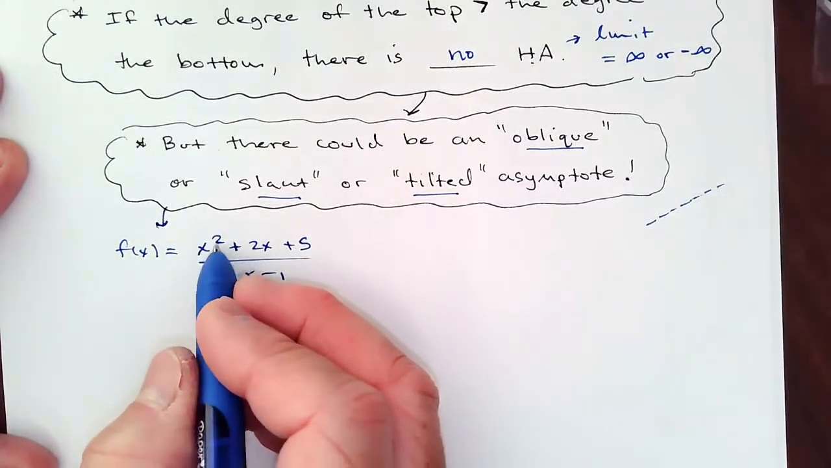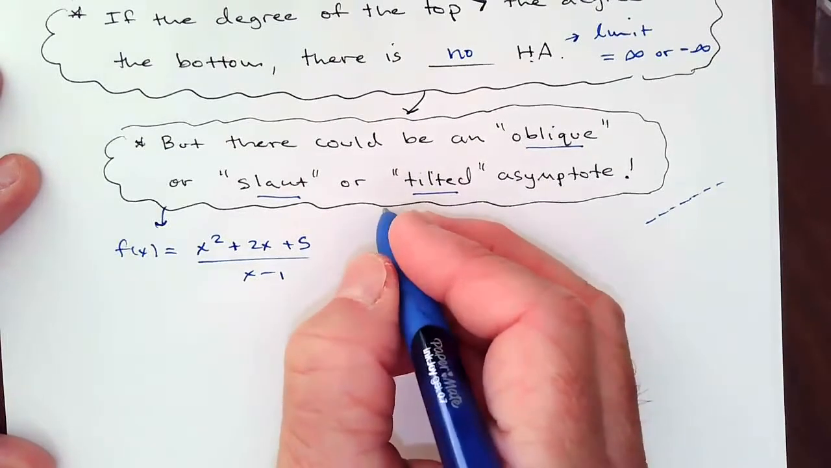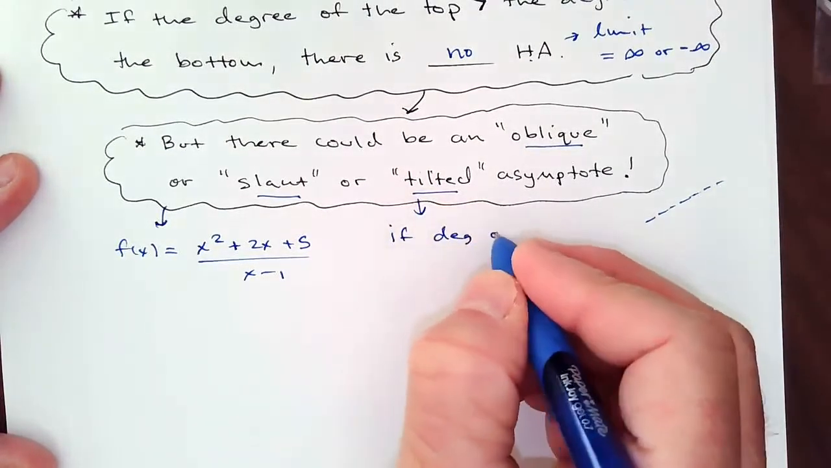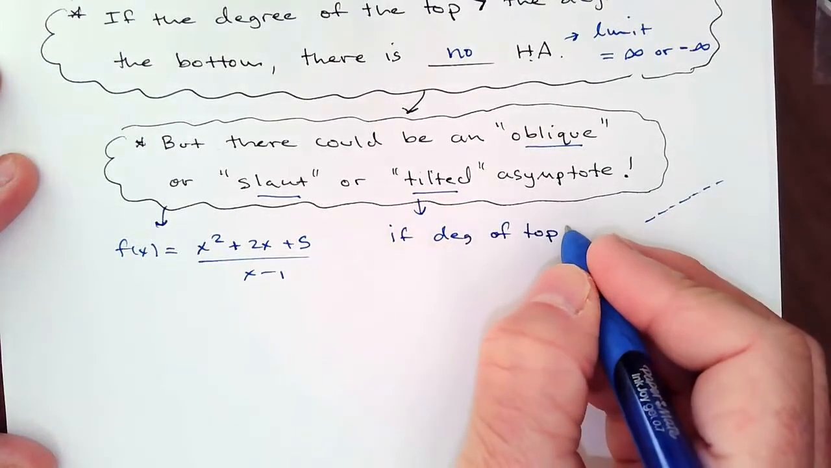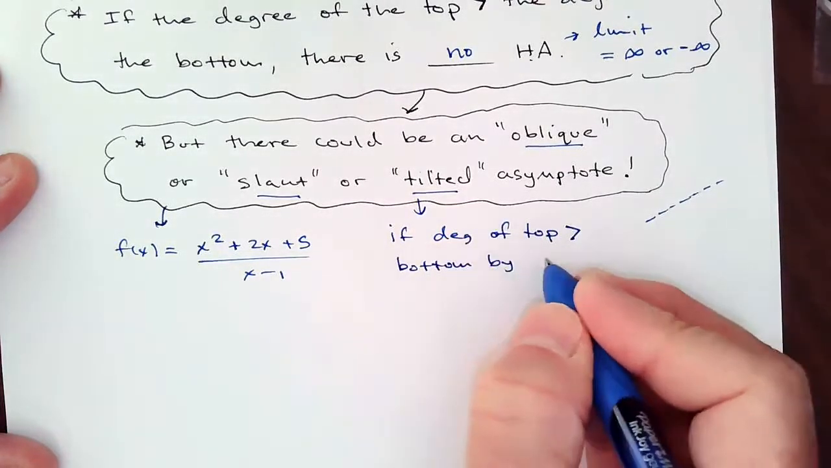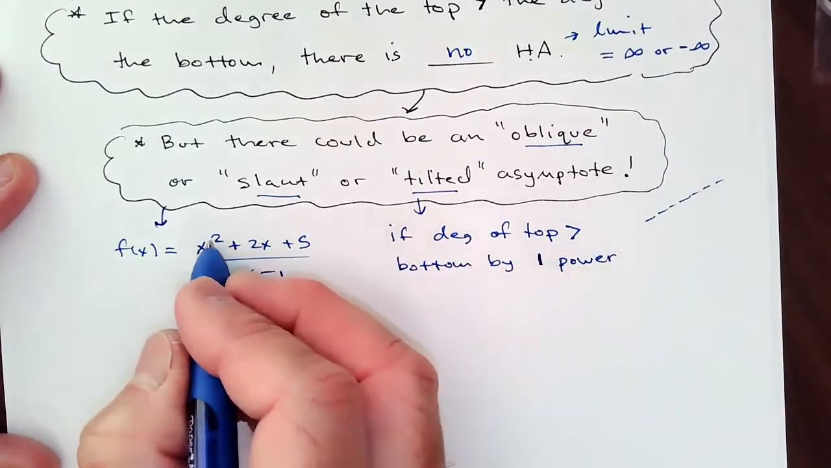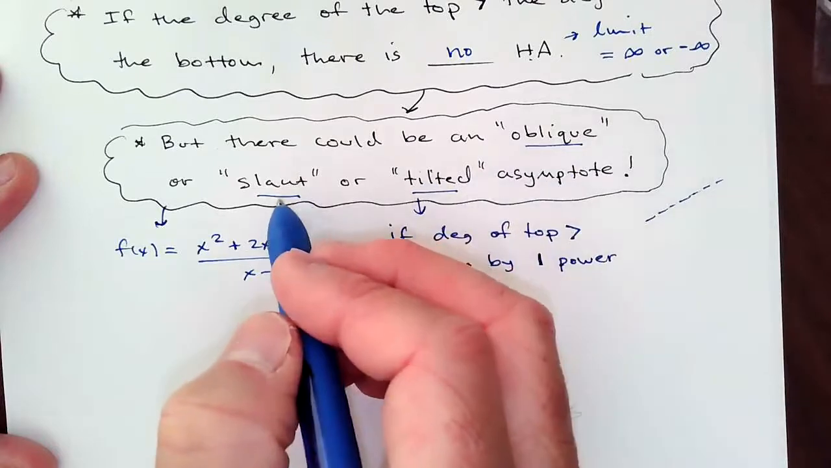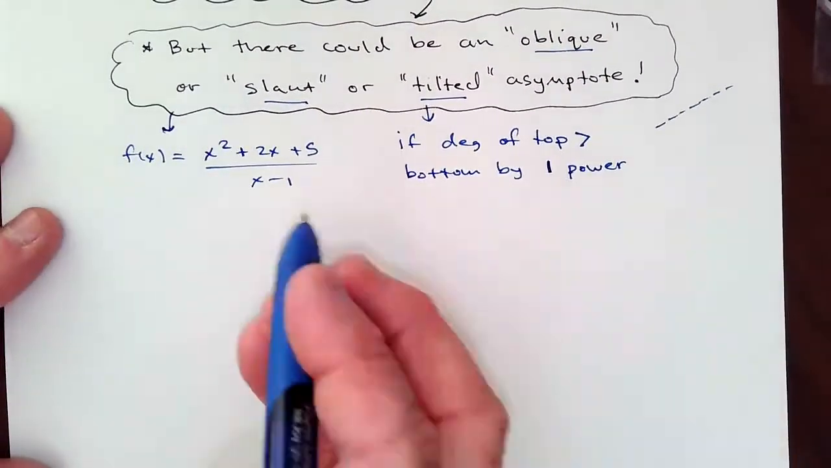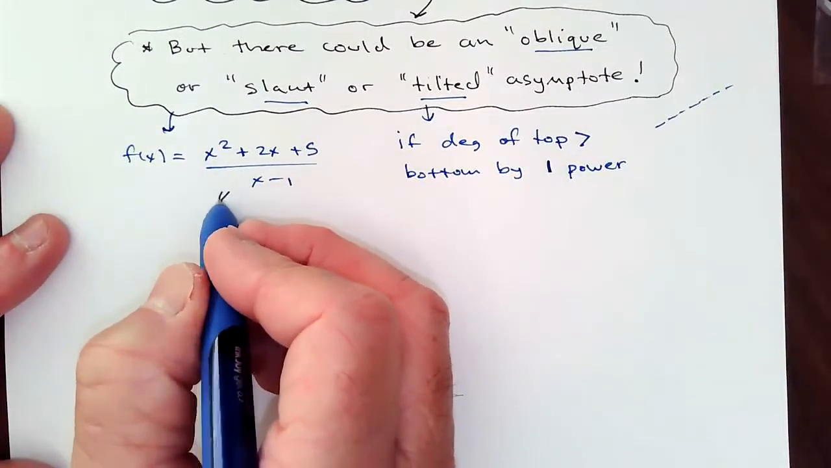The way it works is, if the degree of the top is greater than the bottom by 1 power, which is the case here, then you will get an oblique or a slant or a tilted asymptote. Now, how you find it is we're going to rewrite this fraction by using long division. That's something we were talking about earlier.